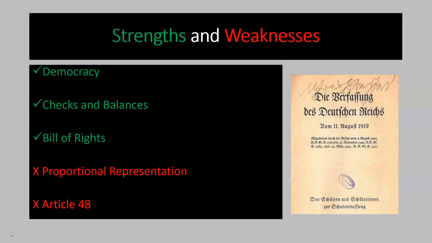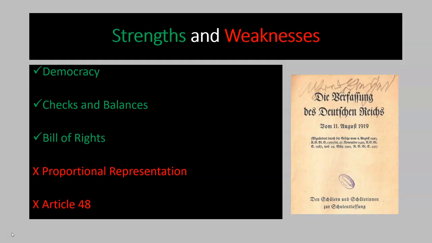Another advantage of the Weimar Constitution was the system of checks and balances I've already discussed, which was designed so that no individual could gain too much power. Thirdly, the Weimar Constitution had a Bill of Rights, which guaranteed every German freedom of speech, freedom of religion, and equality under the law. One of the key weaknesses of the Weimar Constitution was its voting system of proportional representation.